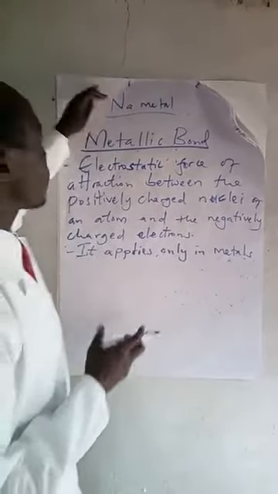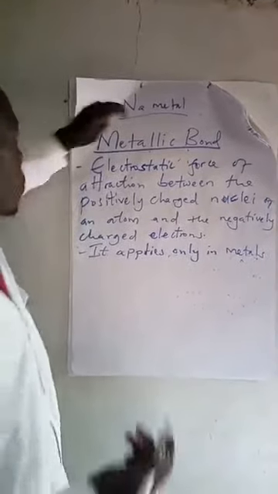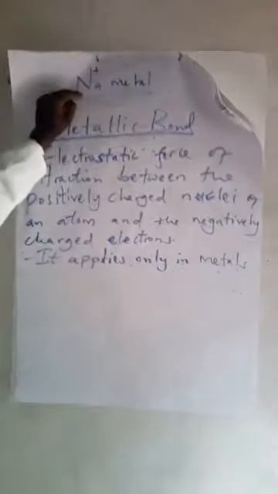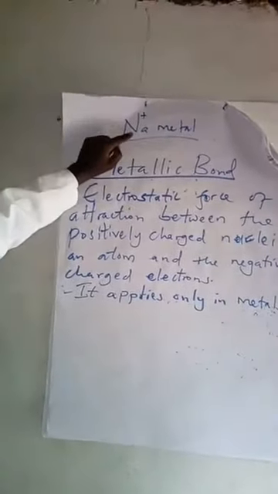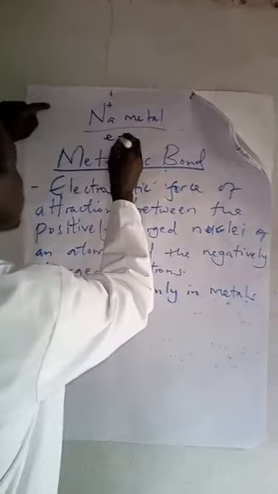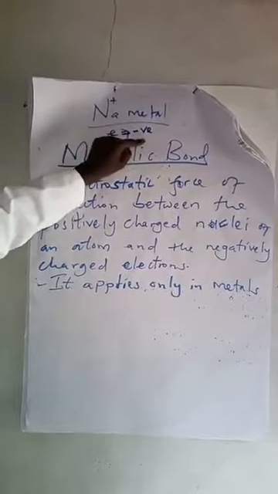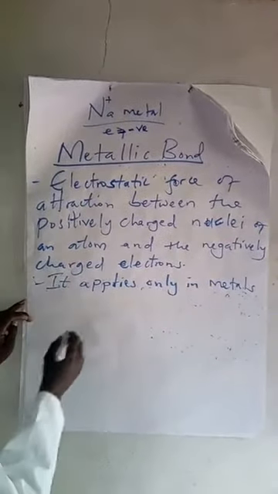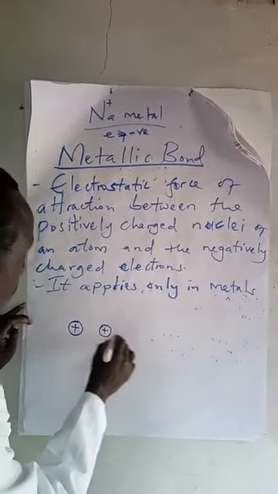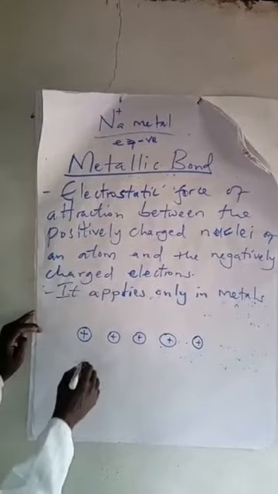So we know that sodium loses an electron in order to be stable. When it loses an electron, this sodium metal is positively charged. All the metals lose electrons. Now when it loses the electron, you know the electron is negatively charged. So in a metal of sodium, you have the positive charges like that.